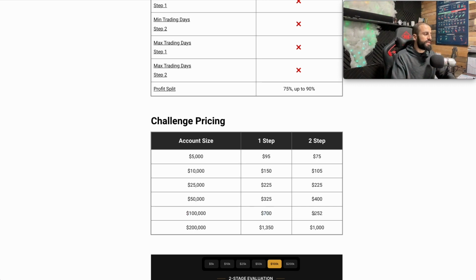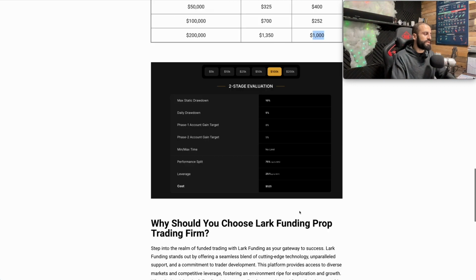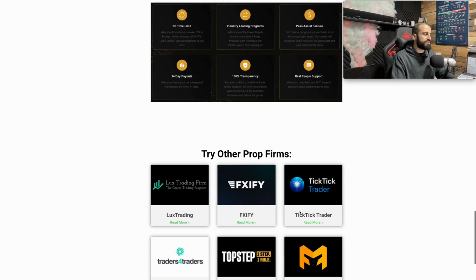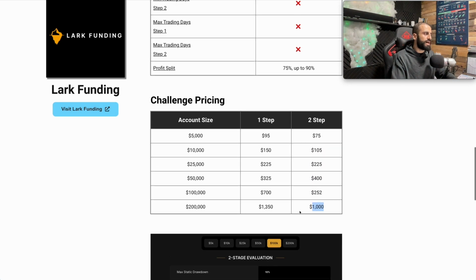$700, and for the two step it will cost you $252. For the highest that you can get funded in the evaluation, it is $1,350 for the one step, and for the two step it is $1K. Very decent pricing, not too high.